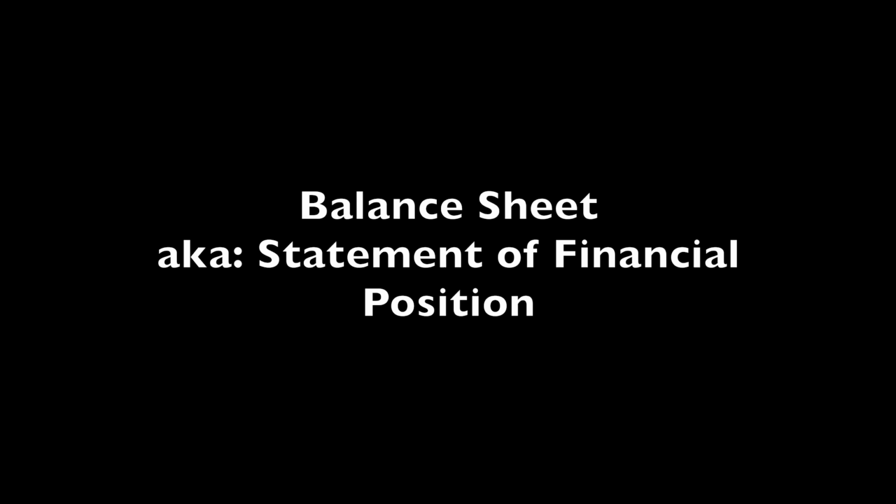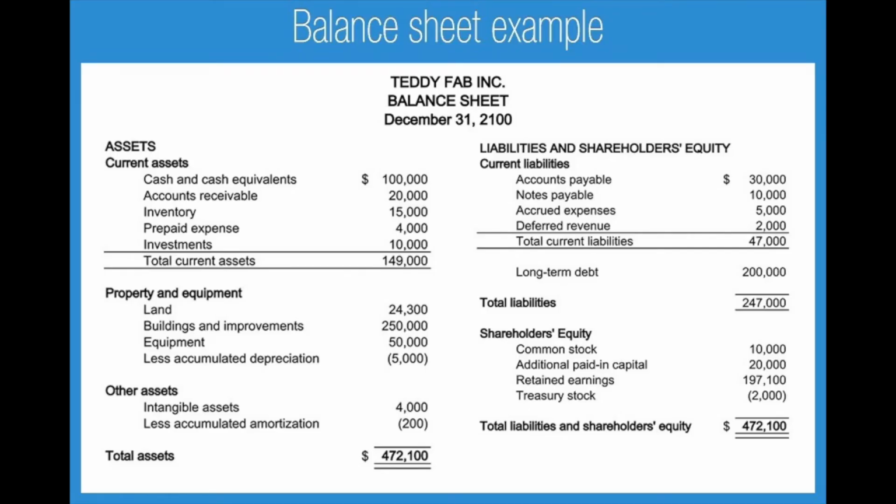And this is the balance sheet, which is also referred to as the statement of financial position. And what it is essentially is a snapshot of the balances of the assets that a company owns and the liabilities that they owe, along with any equity balances. And now I'll explain what all those things are.